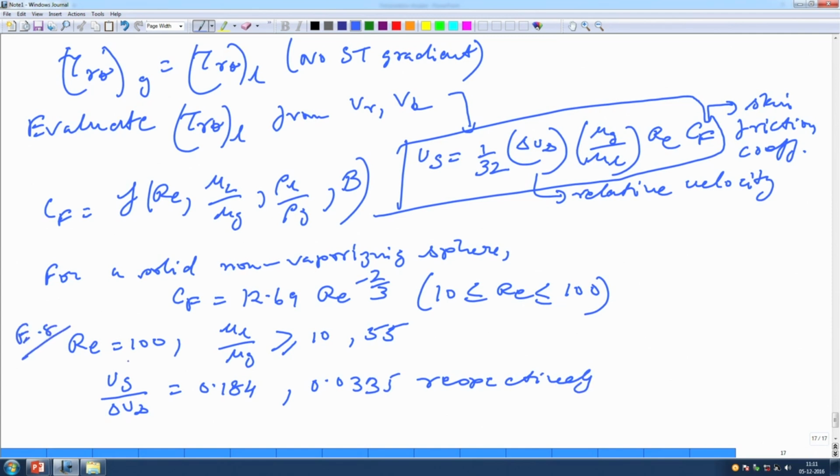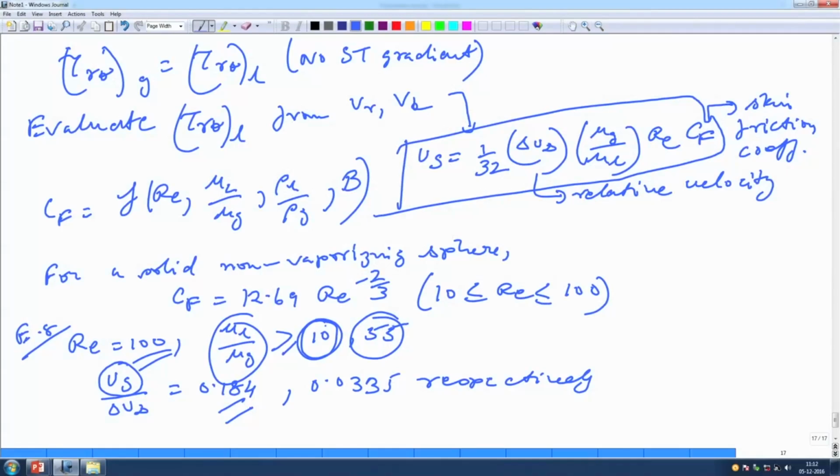You understood. So, when the external Reynolds number is of the order of 100, and mu L by mu g is of the order of 10 or 55, you can see that when it is 10, the ratio of the viscosity between the liquid and the gas is only 10 times. The gas is obviously 10 times less viscous than the liquid. Your US, that is the velocity that is created at the surface of the droplet inside the liquid phase, is actually about 20% of the relative velocity. So, if the relative velocity is say 5 meter per second, this will be more like 20% of 5 meter per second, got it.